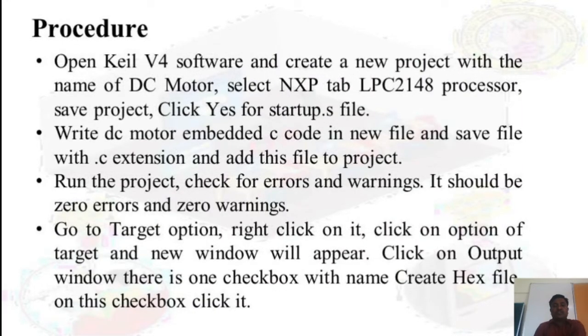The procedure of execution of this program is: open Keil version 4 software and create a new project with the name DC motor. Select the NXP tab. There, select the LPC2148 processor. Save the project. Click Yes for the startup.s file. Write a DC motor embedded C code in a new file, save the file with a .c extension, and add this file to the project. Run the project. Check for errors and warnings. It should be 0 errors and 0 warnings.